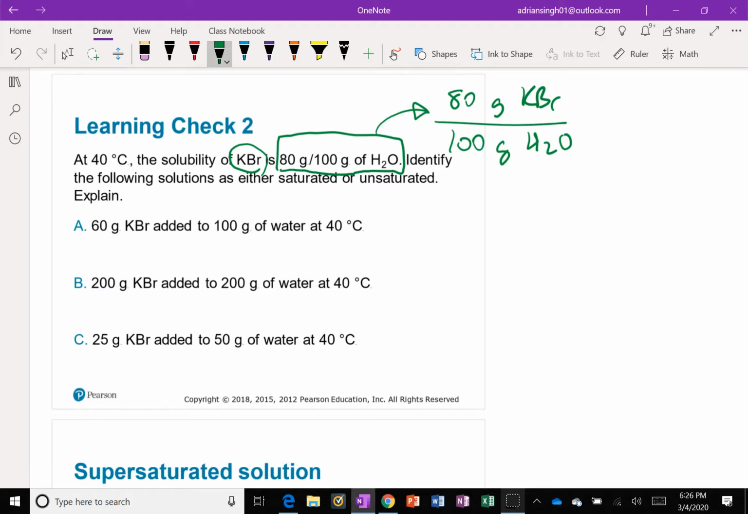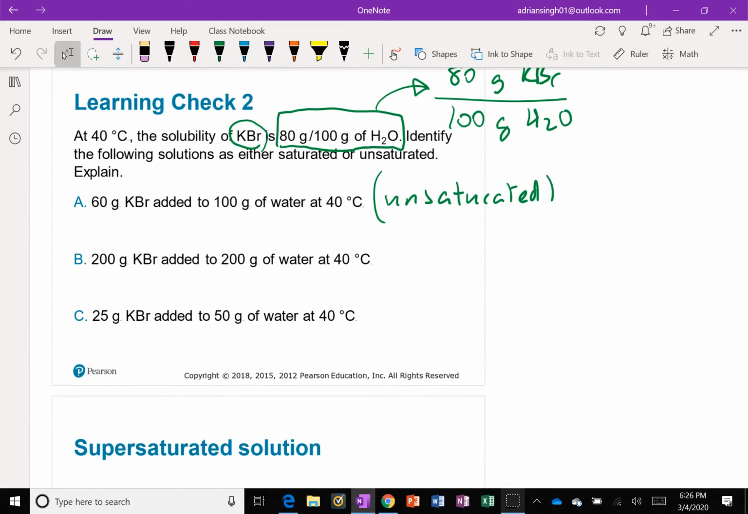So based on that ratio, can we determine whether these, we'll just take a look at a couple of them, are saturated or unsaturated? So here we have 60 grams of KBr to 100 grams of water. Does that contain the maximum amount or less than the maximum amount? Less than, right? So that would be an unsaturated solution, meaning there is room to add more. You can add, specifically in this case, 20 more grams for you to completely saturate the H2O. What about B? 200 grams of KBr added to 200 grams of water.